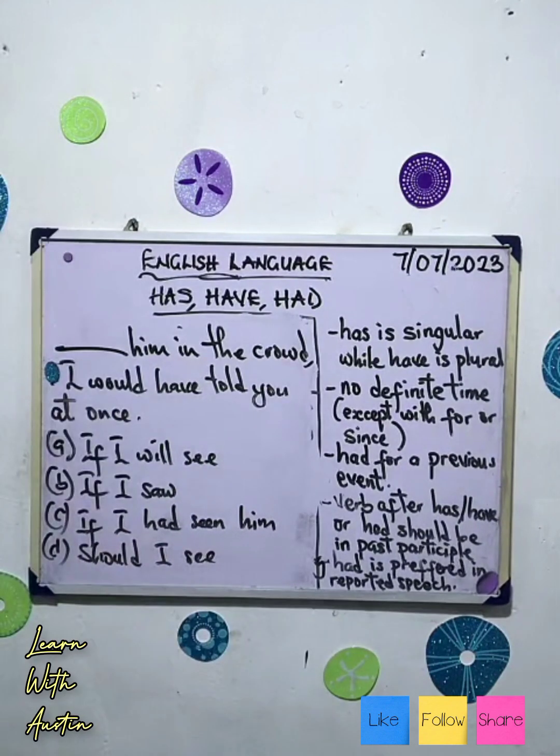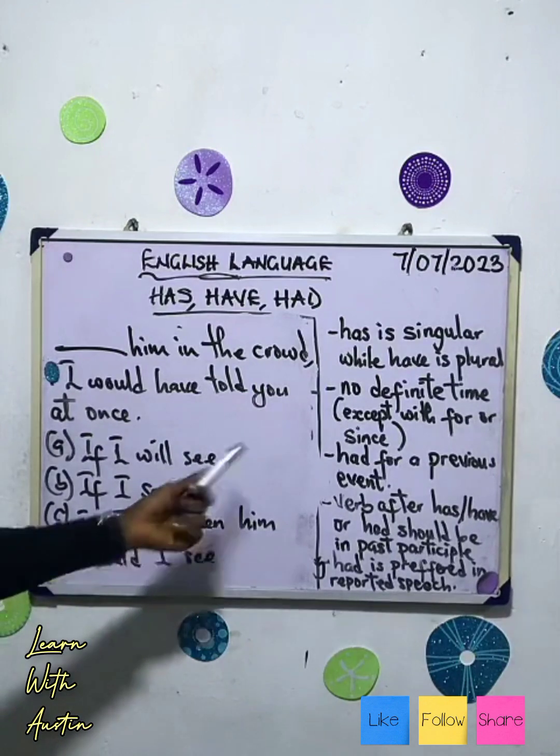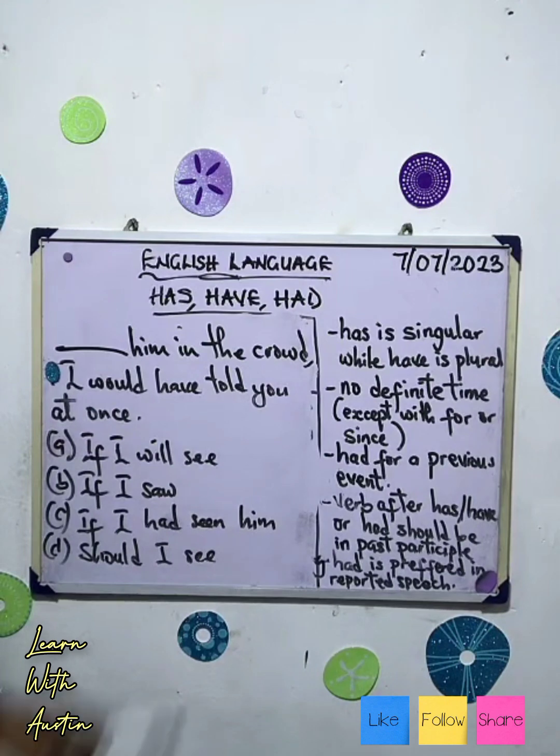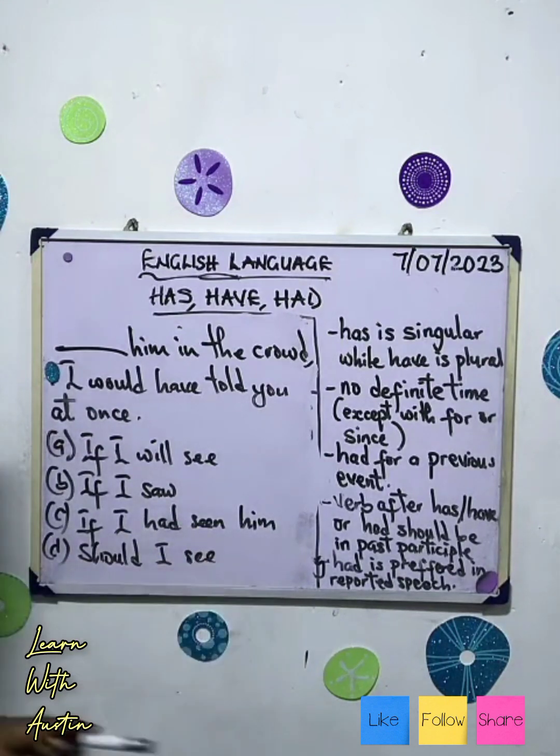So, dash him in the crowd, I would have told you at once. If I will see him in the crowd, I would have told you at once. If I saw him in the crowd, I would have told you at once. If I had seen him in the crowd, I would have told you at once. Should I see him in the crowd? I would have told you at once.